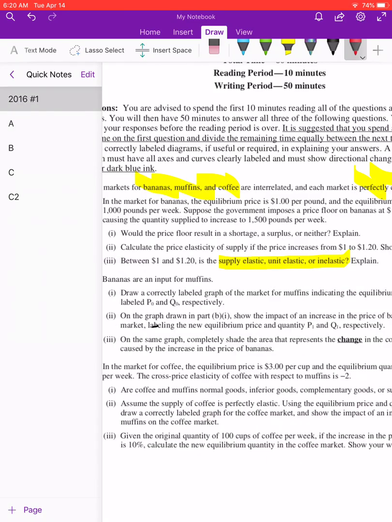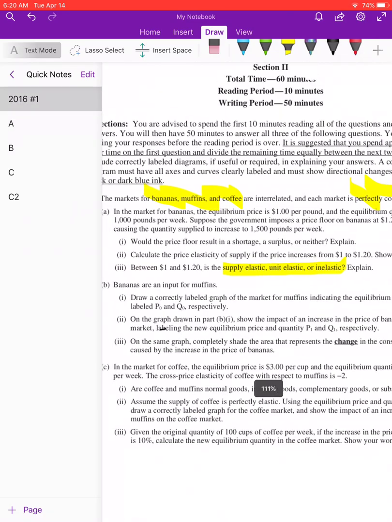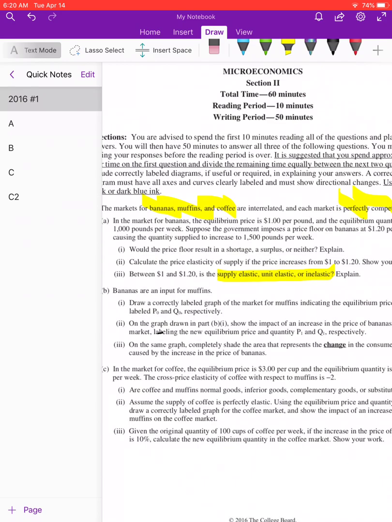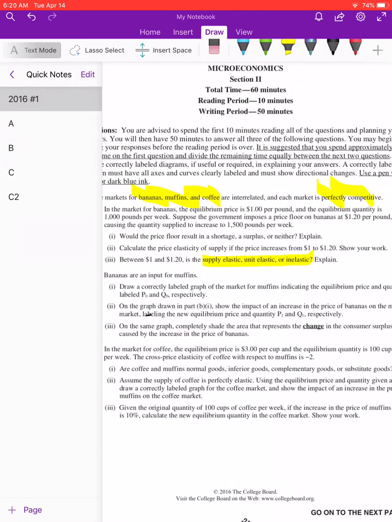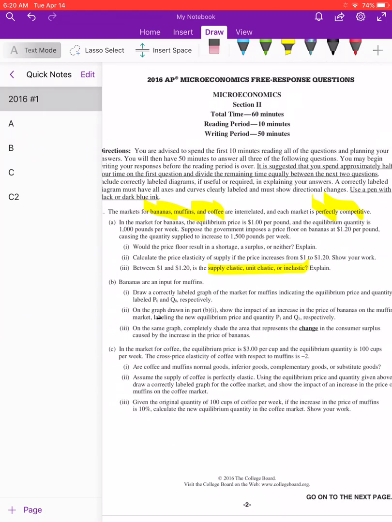So now, letter B says, draw a correctly labeled graph. We said we're not going to have to draw. Okay, and so then it says on the graph, show the impact of an increase in the price of bananas on the muffin market. Now see, instead of on the graph, or instead of draw, they might say state, or what happens. That means you might need to use graphs to come to your proper solution.